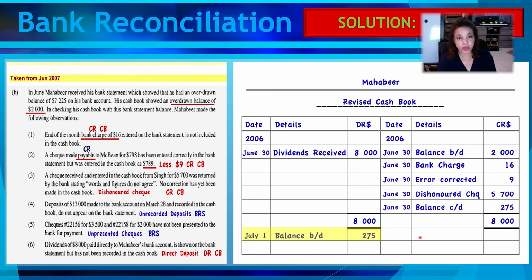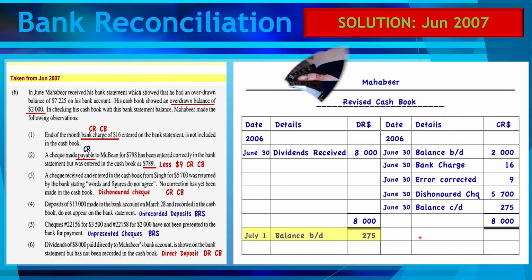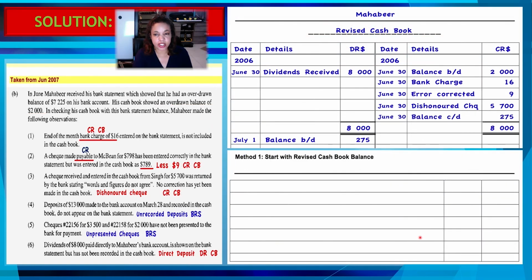What's the next part? We are going to do the bank reconciliation statement, which is the second step in the process of reconciliation. Remember, the bank reconciliation account represents your bank statement, right? So we have opened up this account. Now for this, I gave you the method. A question may ask you to start with the revised cash book balance. This here is our revised cash book balance, so this is what we are going to start with.